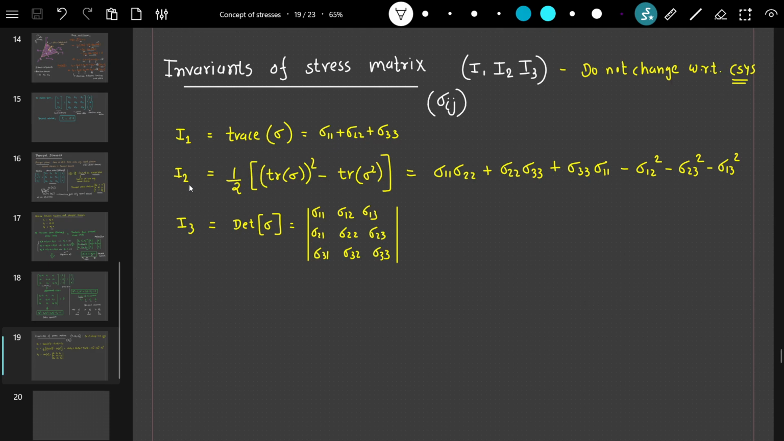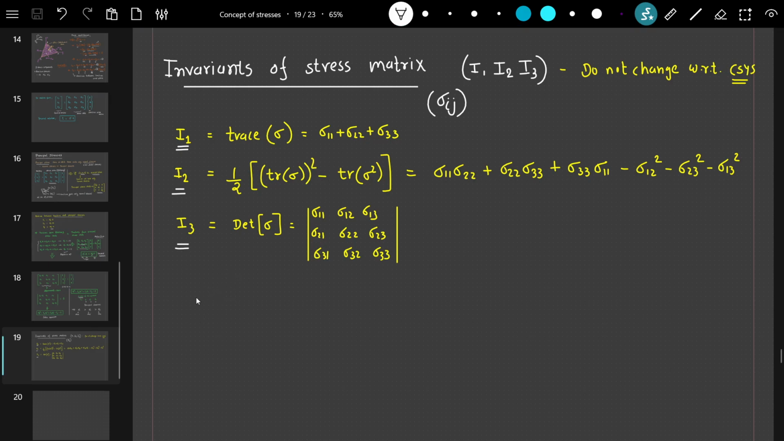I2 is the second invariant. This is the first invariant, then the second invariant. We can write it something like this. And I3 is the third invariant, which is nothing but the determinant of the stress matrix. So this is our stress matrix, and we take the determinant, that is I3.